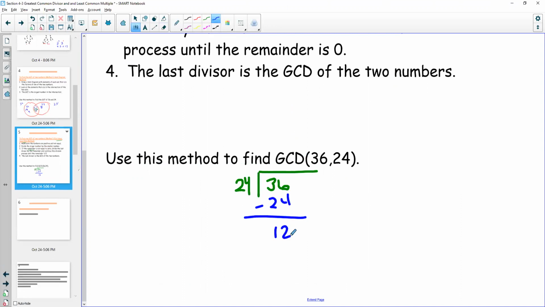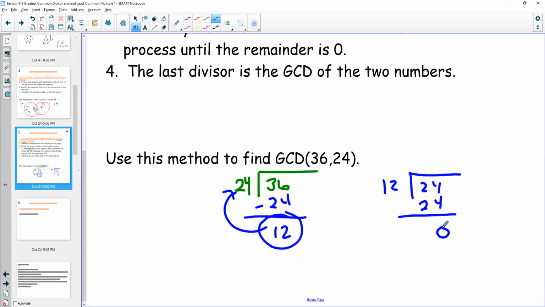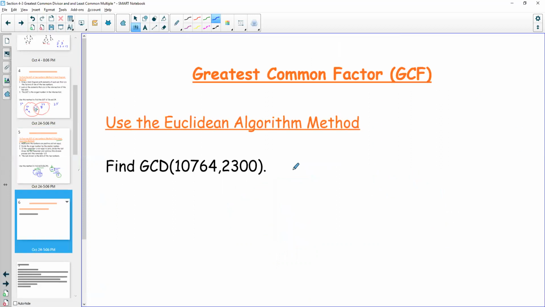So then I take this and I divide it into here because this 12 is not a 0. So 12 into 24 goes in twice. 24 minus 24 is 0. Once I get to 0 down here, whatever number is out front that I divided by is the greatest common factor. Crazy. All right, let's do a harder Euclidean algorithm one.